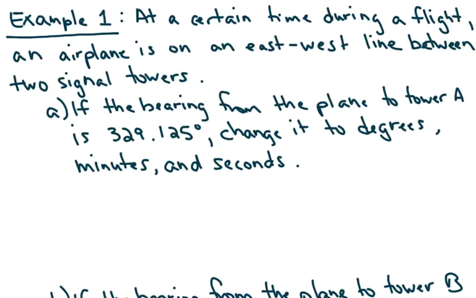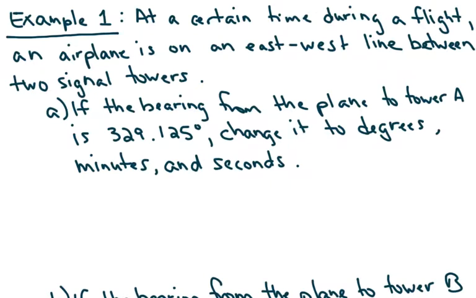So let's do an example where I show you mathematically how to compute degrees, minutes, and seconds if you are given degrees in decimals. So example 1 says at a certain time during a flight, an airplane is on an east-west line between two signal towers. If the bearing from the plane to tower A, that means the number of degrees, is 329.125 degrees, change it to degrees, minutes, and seconds.